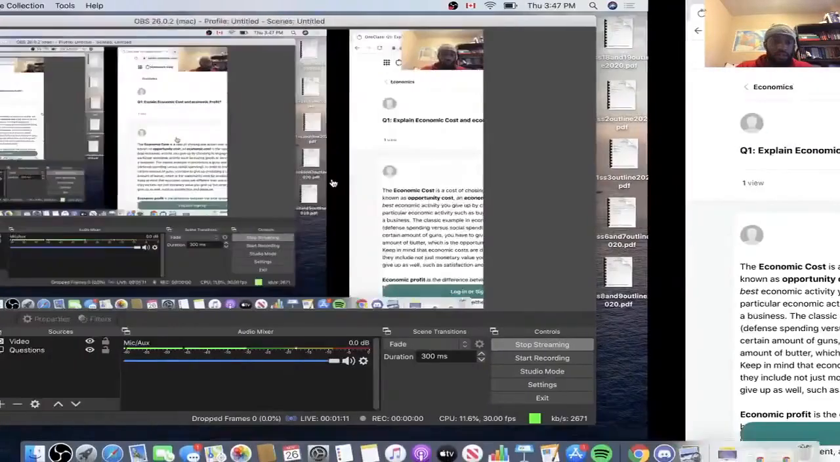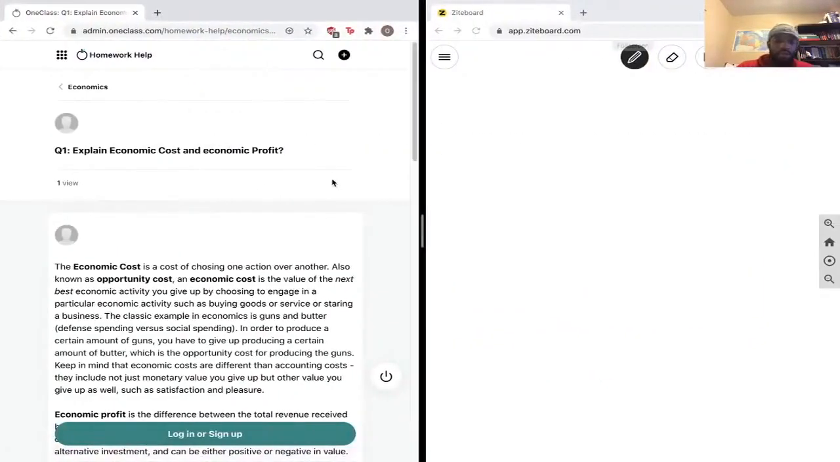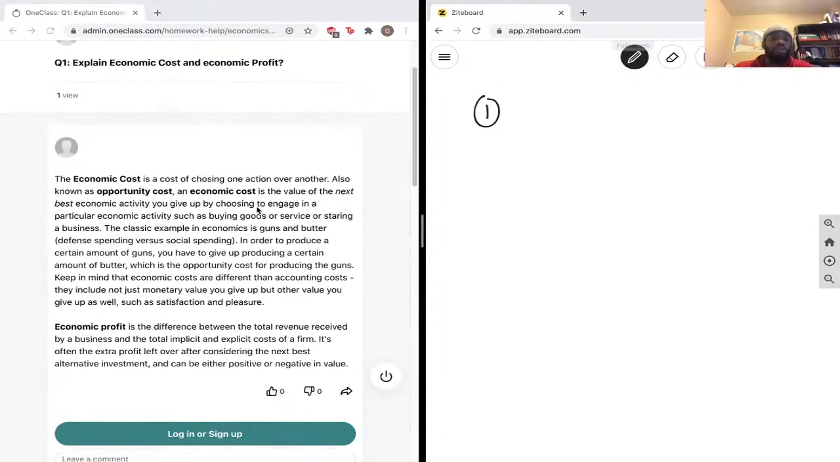So let's see if this is working perfectly. It is. Cool. Question number 1. Explain economic cost and economic profit. And let's see what our junior tutor said.